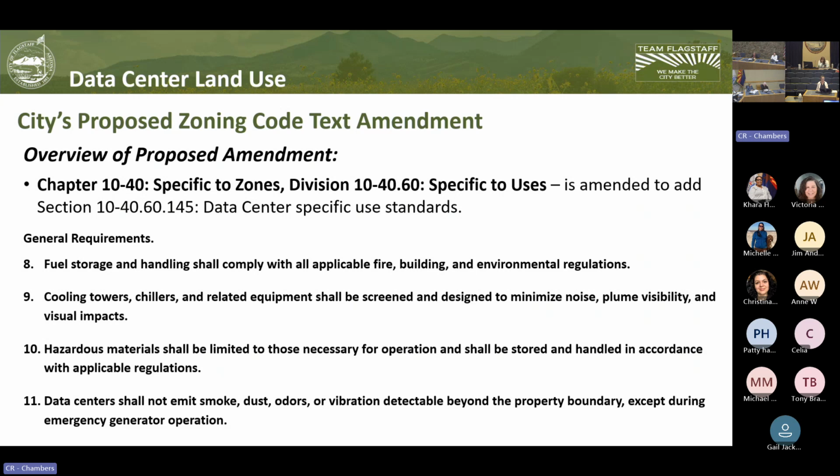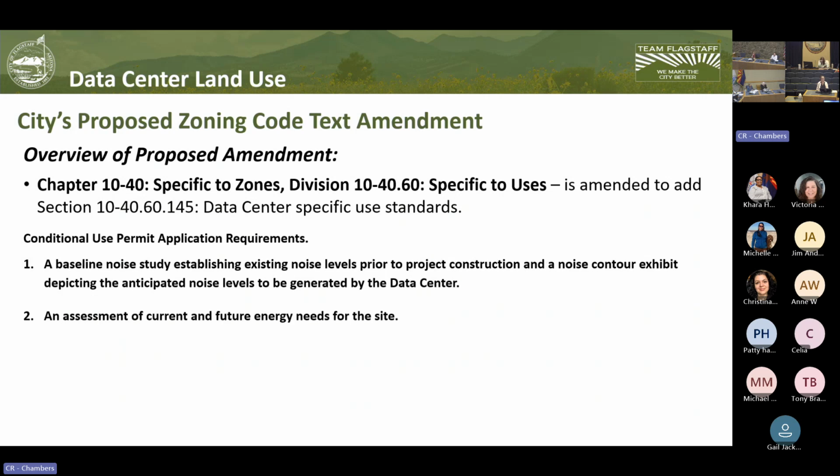Continuing with general requirements, fuel storage and handling shall comply with all applicable fire, building, and environmental regulations. Cooling towers, chillers, and related equipment shall be screened and designed to minimize noise, plume visibility, and visual impacts. Hazardous materials shall be limited to those necessary for operation and shall be stored and handled in accordance with applicable regulations. Data centers shall not emit smoke, dust, odors, or vibration detectable beyond the property boundary except during emergency generator operation. And the next step would be a series of requirements for conditional use permits.